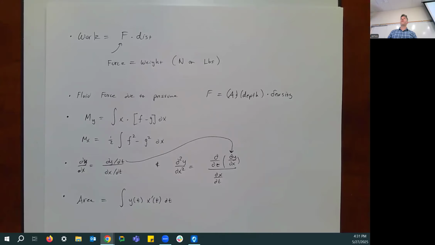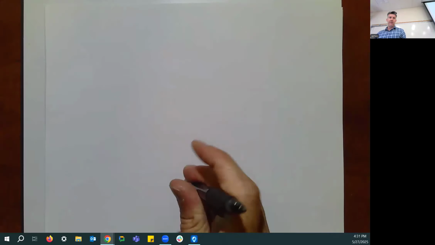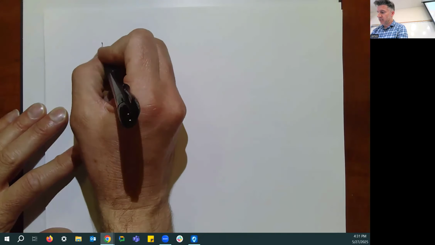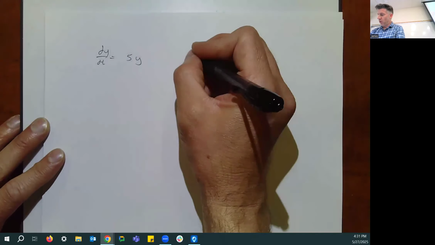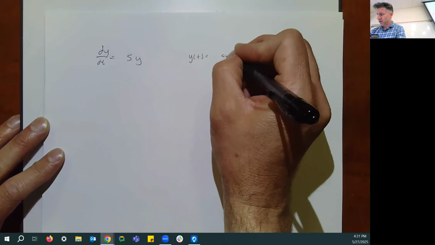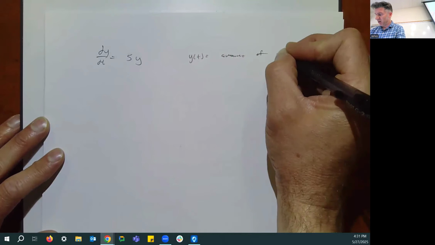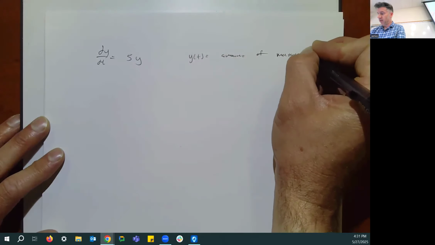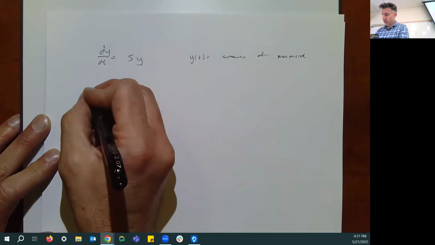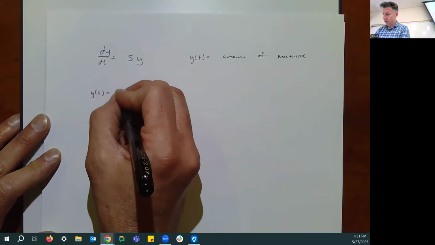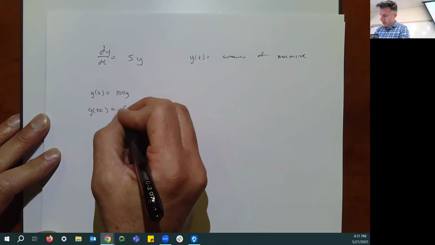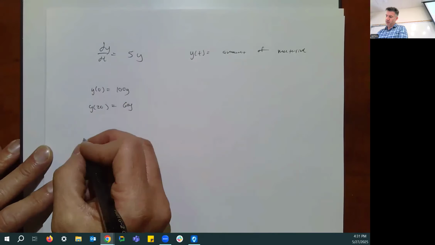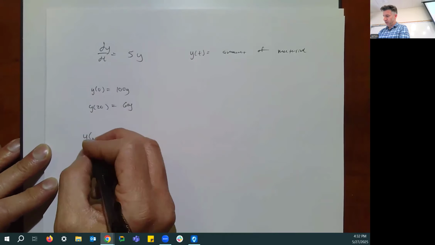I suppose he could phrase it in a way where he could tell you something like, you have dy/dt equals 5y, where y of t is the amount of radioactive material. And then also tell you that we know y of 0 is equal to 100 grams and y of 20 is equal to 60 grams, and then ask you to figure out what y of, I don't know, 30 is.